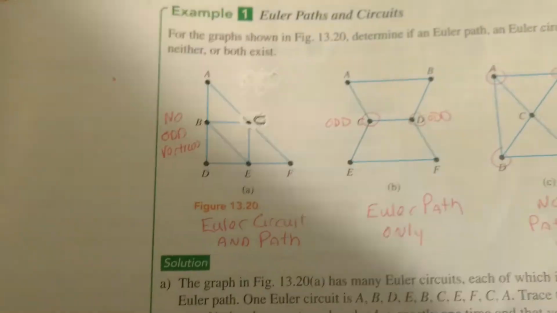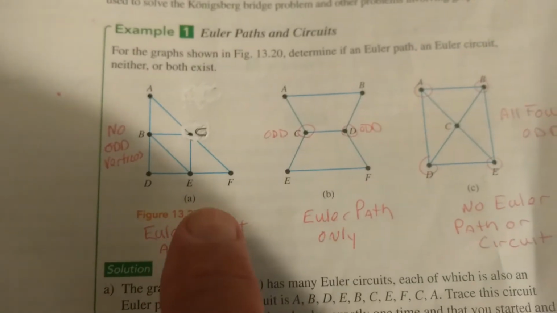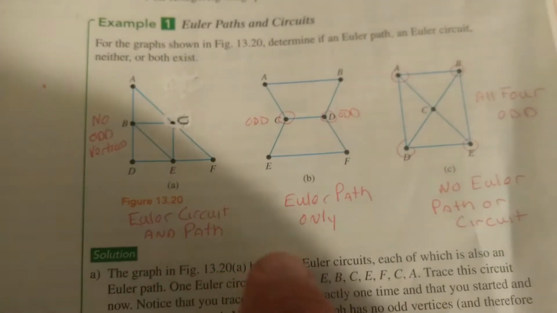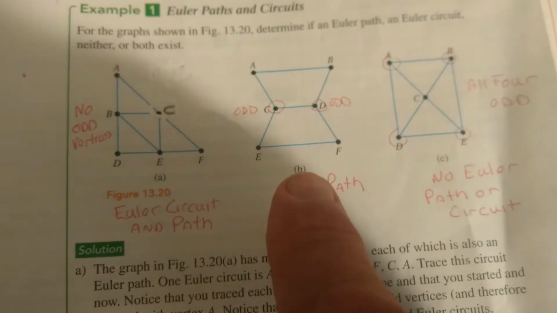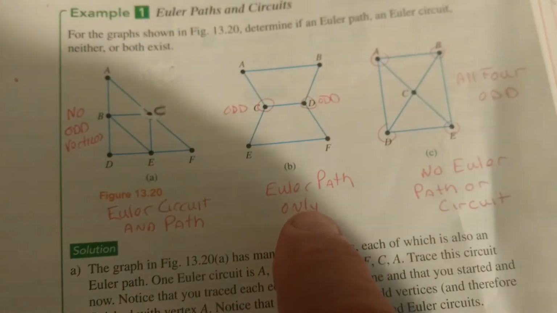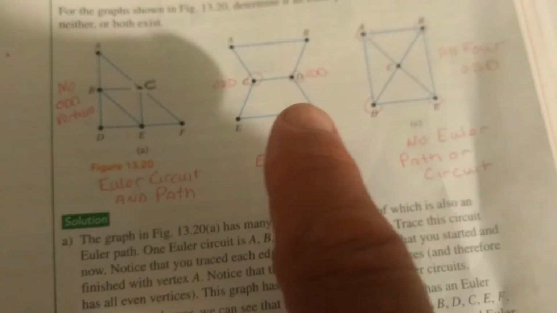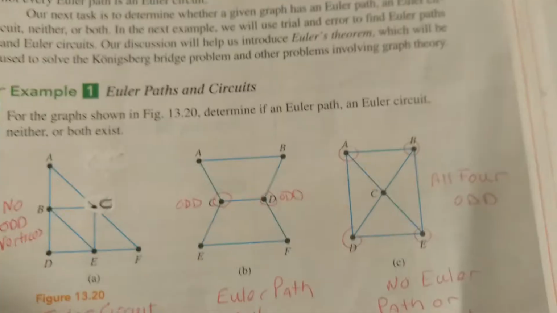So let's just look at the two rules again. No odd vertices has an Euler circuit and an Euler path. Exactly two odd vertices has only an Euler path, and you must start at one of the odd vertices and finish at the other one.